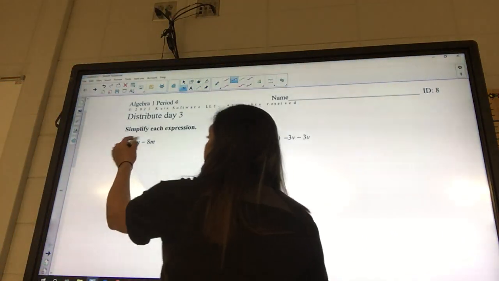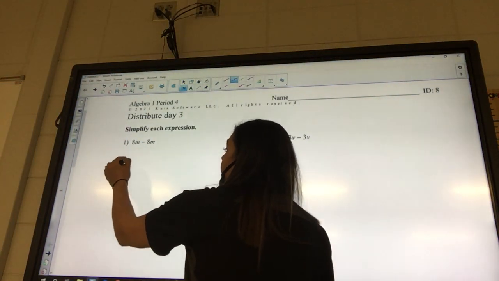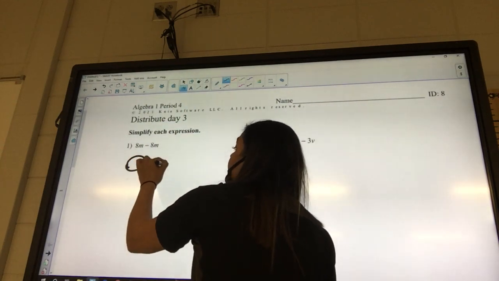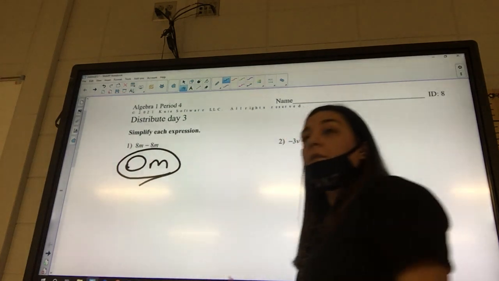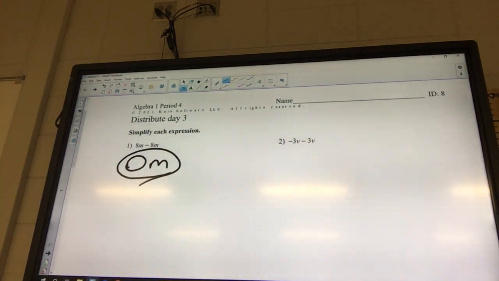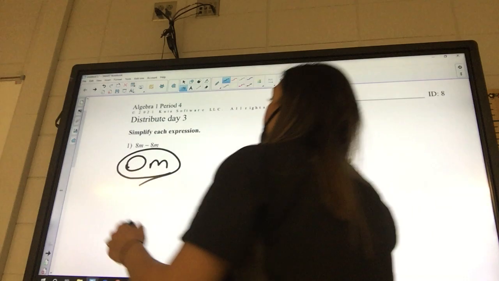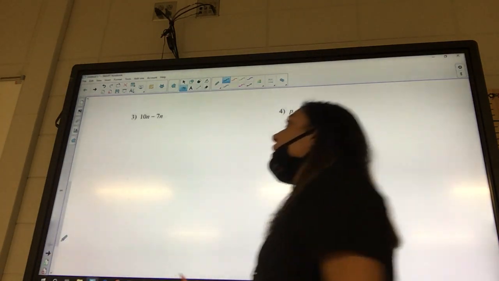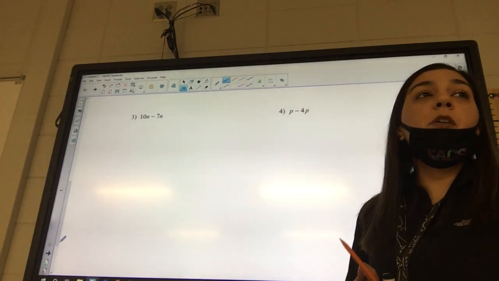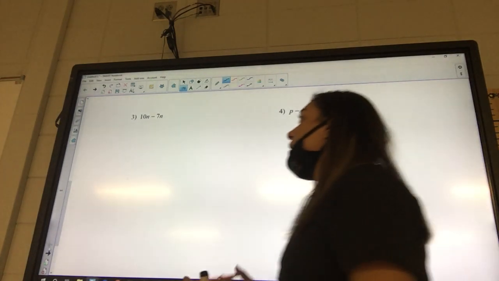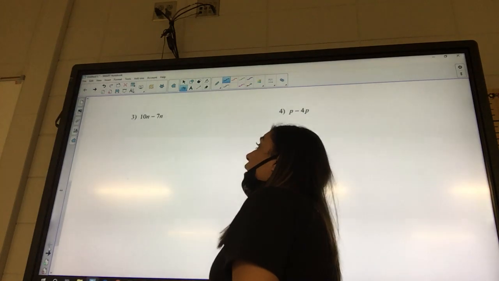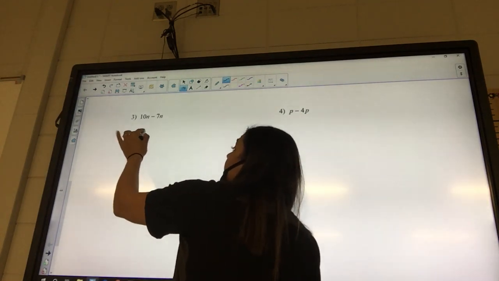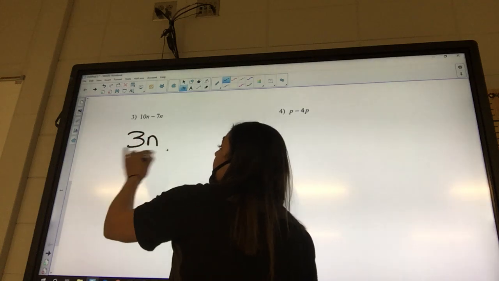So they both have a last name of M, so 8 minus 8 is 0. Yeah, and the last name is M. Okay, let's look at the next one. I got 10n minus 7n. Okay, who can we put together? 10 and 7, they both have a last name of what? N. So 10 minus 7 is 3, and it has a last name N.